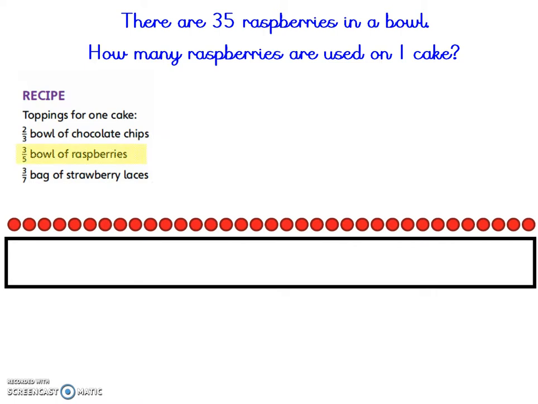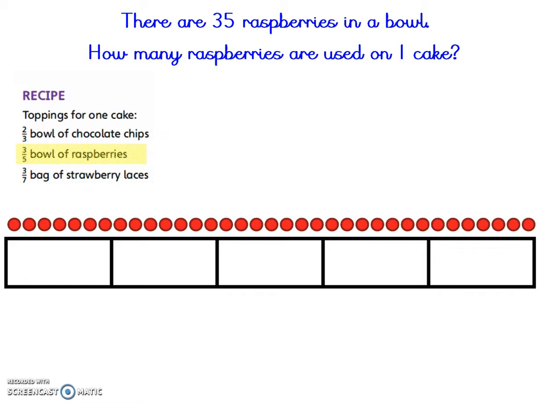Now I know I've got 35 raspberries, I can see them on my screen. I know that they represent all the raspberries in my bowl, hence the fact that I've got 1 bar. But how many raspberries do I actually need? Looking at the recipe, we can see that I need 3/5 of the bowl of raspberries, so I need 3/5 of 35 raspberries. The first thing I'm going to do is take that whole bowl and split it into the amount the denominator tells me, the denominator being 5. So my bar now gets split into 5 equal parts, as you can see in front of you.